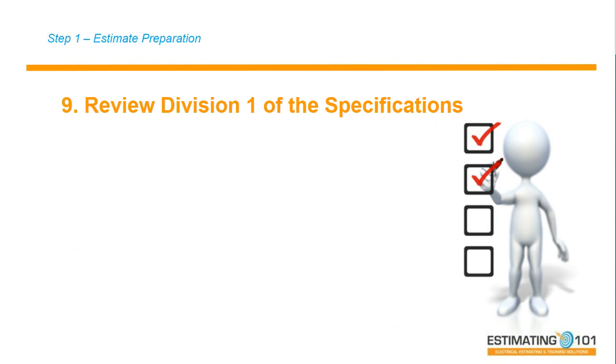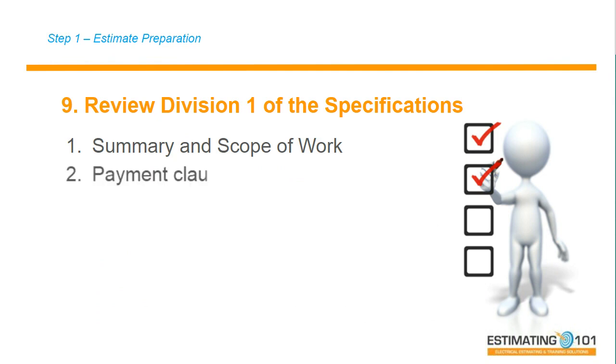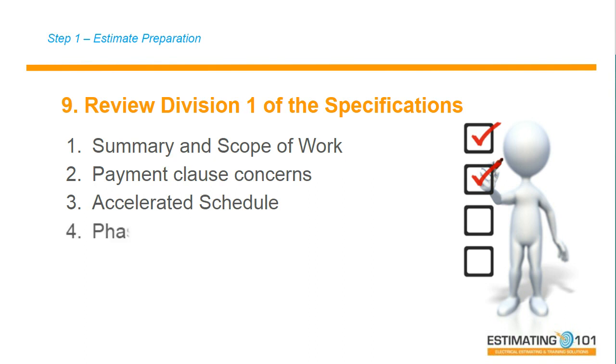Then I'm going to review Division 1, the front end of the spec. I'm going to look for a summary and a scope of the work. I'm going to look for the payment clause to see if there's any concern. They say they pay all of their bills within 2,000 days. It might be a problem if you bid a job that you're not going to get paid for a year. I'm going to look for an accelerated schedule as I'm looking at the front end. Accelerated schedule can be labor intensive. So I'm looking for all these key things in the front end, phasing requirements.